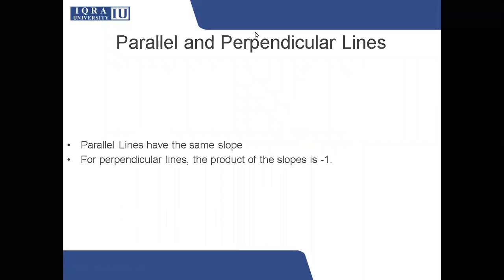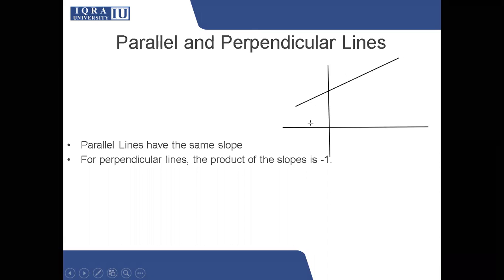The next point is parallel and perpendicular lines. This is more or less a property. Suppose I have a graph, this is my y-axis, this is my x-axis, and I have two lines. Both of these lines are parallel. What are parallel lines? Those lines that, when you extend them in either direction, don't touch each other. They will never meet, they will never intersect. So those lines are called parallel lines.